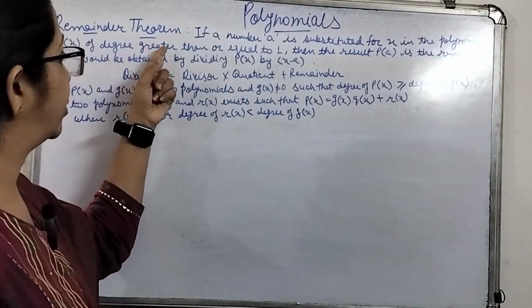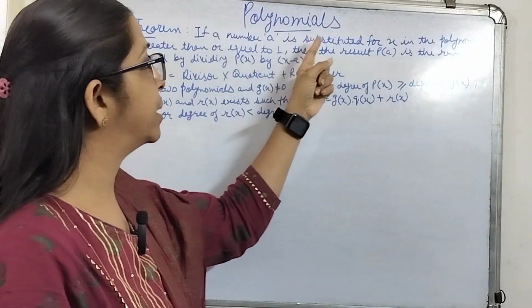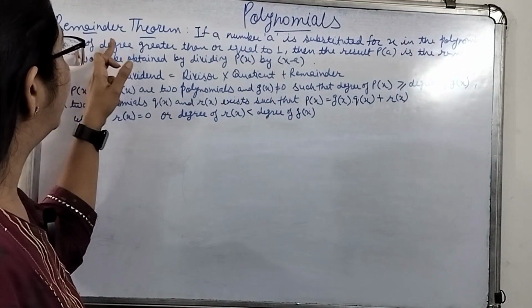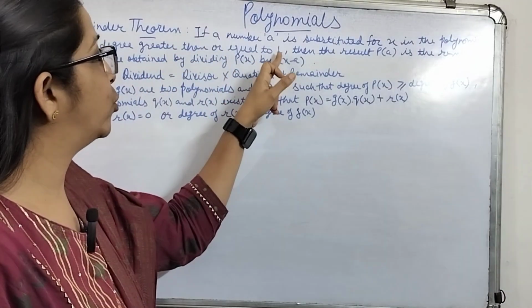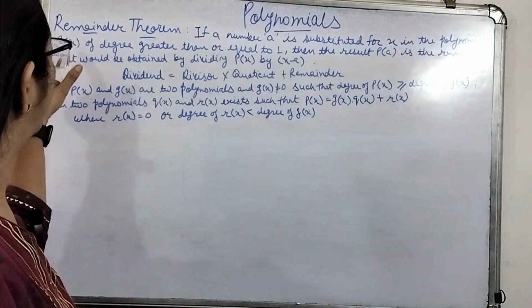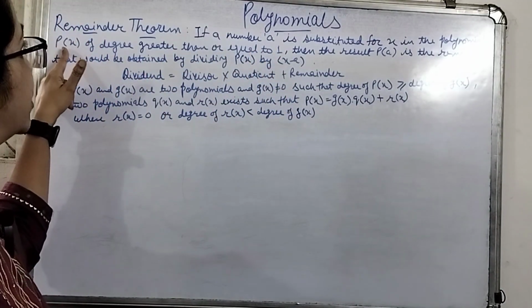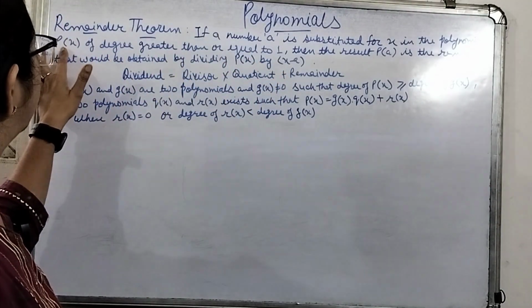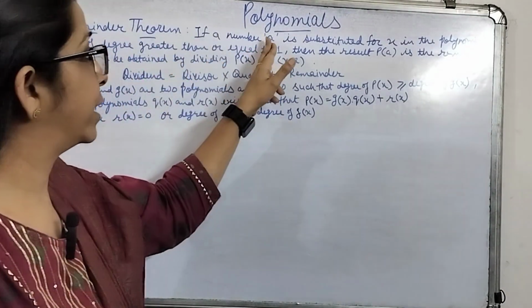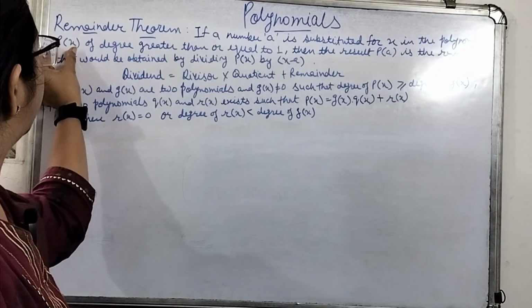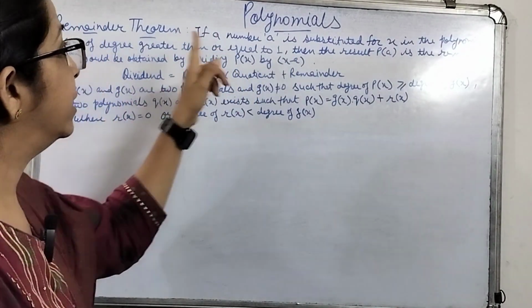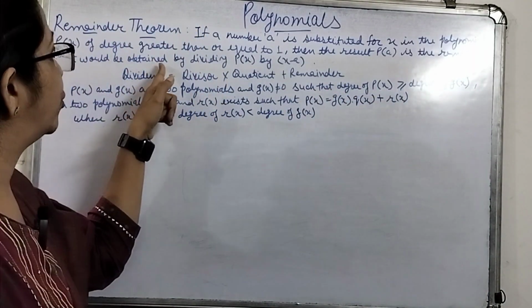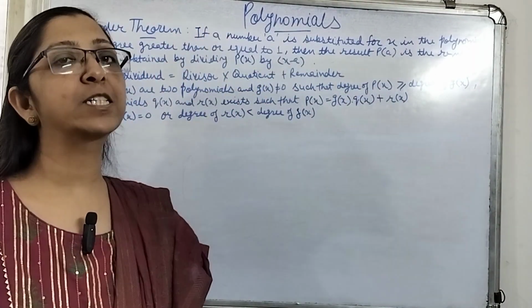According to the remainder theorem, if a number a is substituted for x in the polynomial p(x) of degree greater than or equal to 1, that means we have taken a polynomial p(x) in terms of x whose degree is either 1 or greater than 1, and if we replace this x by a, then whatever value p(a) we get, the result p(a) is the remainder that would be obtained by dividing p(x) by x minus a.